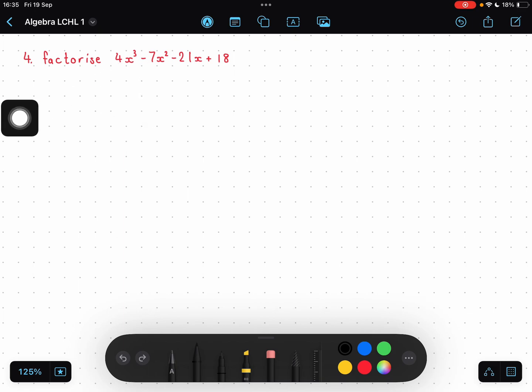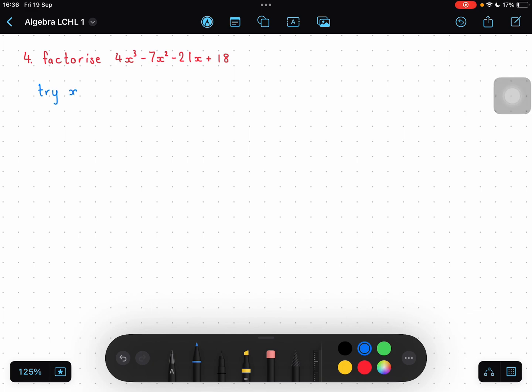So now I can see, okay, well, what if I subbed in for 1? Again, super easy to do in our heads because 1 cubed is 1. So 4 times 1 is 4, minus 7 times 1, so minus 7. I'm at minus 3. I'm now at minus 24. Plus 18. So minus 24 plus 18 is still minus 6. So it's not 1. Okay, 2 gets a bit more complicated. So I'm going to try 2 and I'm going to do it out.